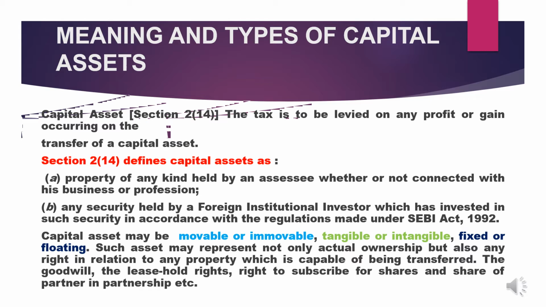So now the question arises, what is a capital asset? Section 2 subsection 14 defines it, that it can be any property of any kind. When I say kind, it may be movable, immovable, tangible, intangible, fixed, floating, and it has nothing to do with whether it is connected with your business or profession. Even the commercial property, the residential properties in which a person is residing, or the personal jewelry, whenever that is sold, it will attract capital gains. The second part of the definition says that any security which is held by the FII, that is the foreign institutional investor, which has been invested in any security which is covered under the regulations of SEBI.